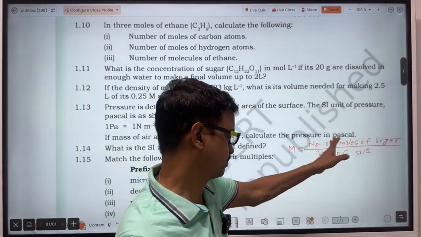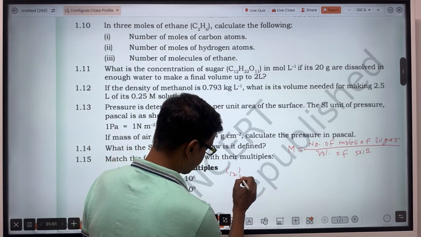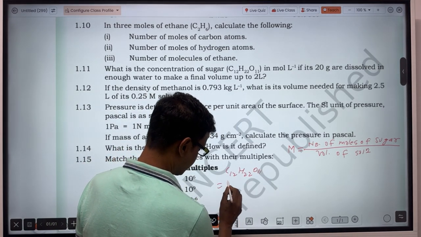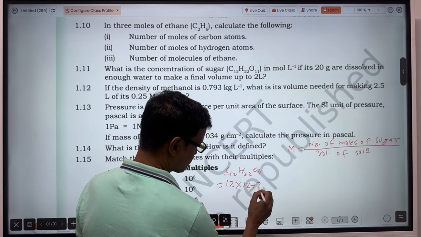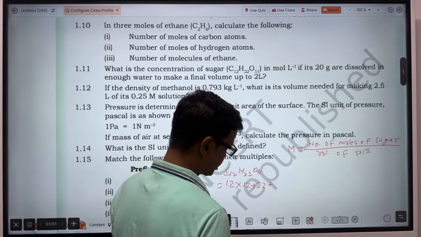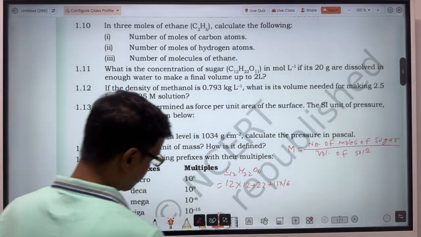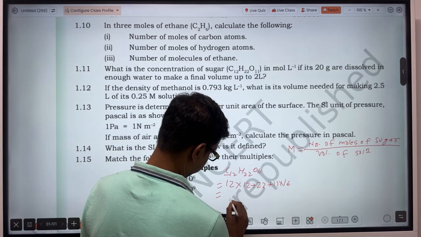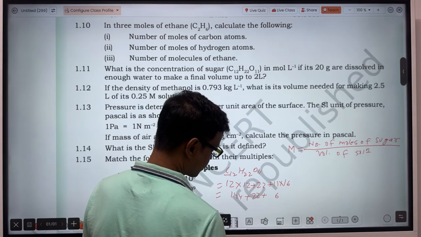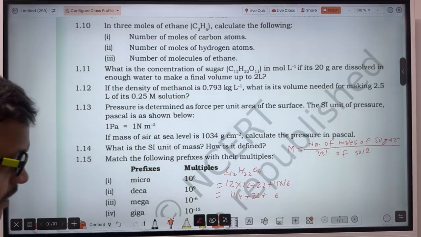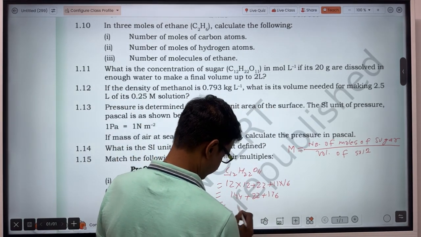Molarity you have to find out. So number of moles of sugar will be how much? How to find out? Sugar's molecular formula is C12H22O11. That will be 12 carbon into atomic weight of carbon 12, plus 22 hydrogen, plus 11 oxygen, and atomic weight of oxygen is 16. That is how much? 12 times 12 is 144, plus 22, plus 11 times 16 is 176. Add this one.